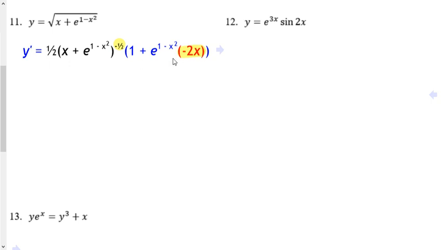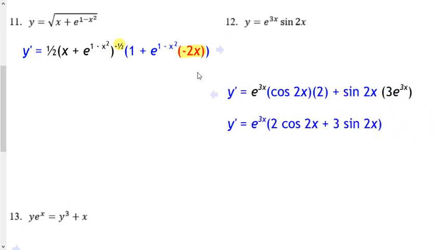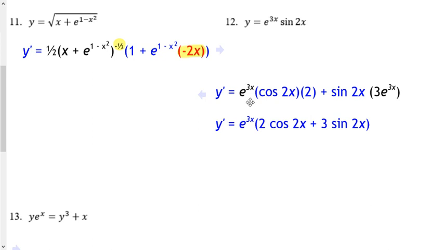Number 12. Again, we have a product rule. So here's my process. First function times the derivative of sine 2x plus the sine 2x times the derivative of the first function. And then again, I pulled out that common factor of e to the 3x.